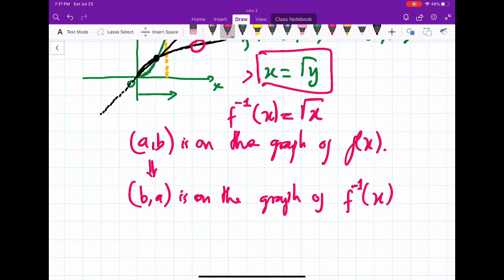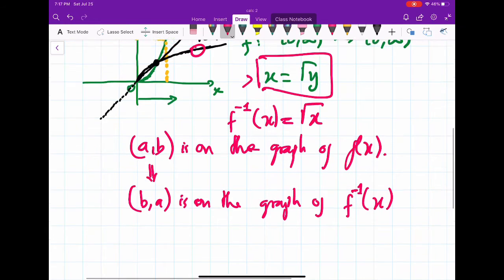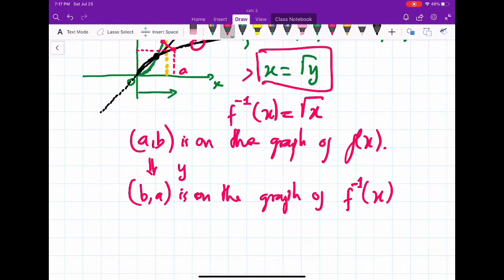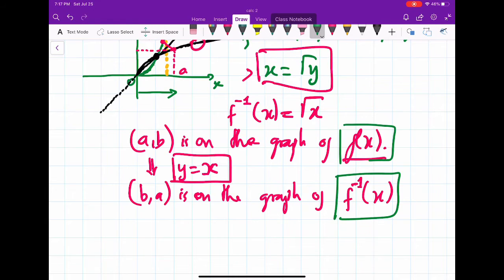That is the key. Once you have A and B, you just interchange B and A. For example, this is A and this is B. You change that and you go to (B, A) right here. That means (B, A) and (A, B) are symmetric with respect to y equal to x, and this happens for any point on the graph of f of x. So that's why the graph of the function f inverse is symmetric to the graph of the function f of x with respect to y equal to x.